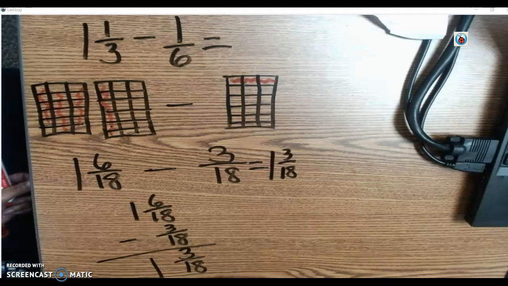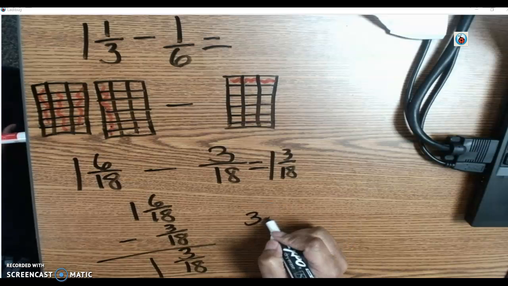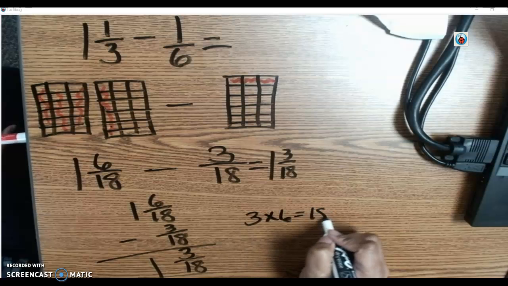But I notice that they have been asking us to simplify. So if we simplify, we need to look for factors that are the same. What do you know? Pause the video and tell me, what do you know about 3 and 18 when it comes to multiplying? Yes, when you multiply 3 times 6, you get 18.